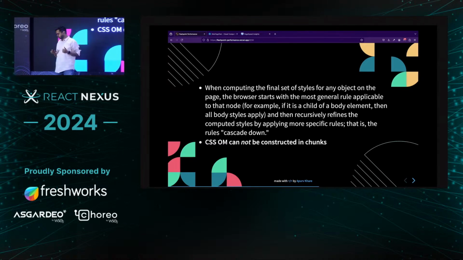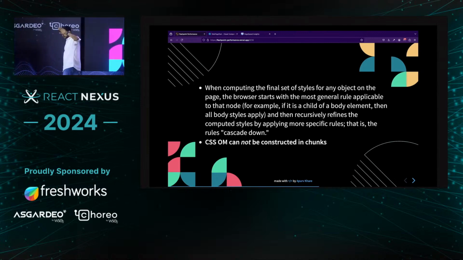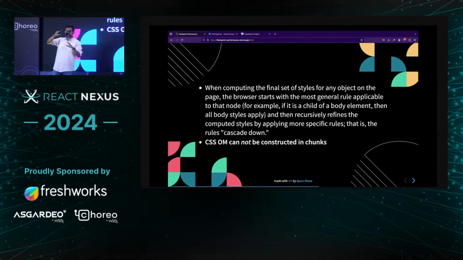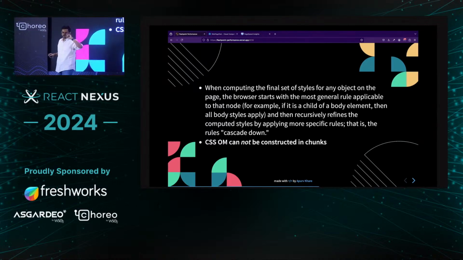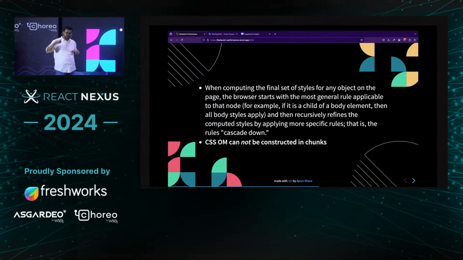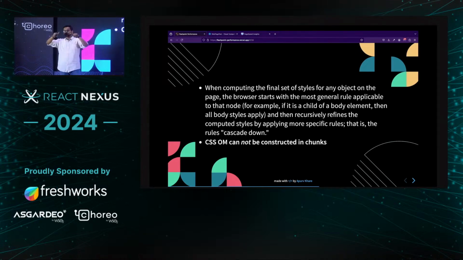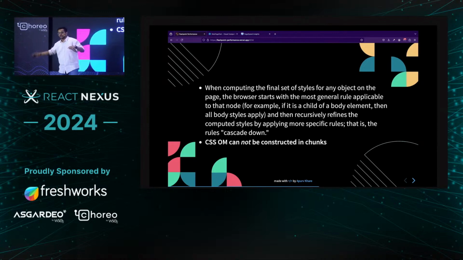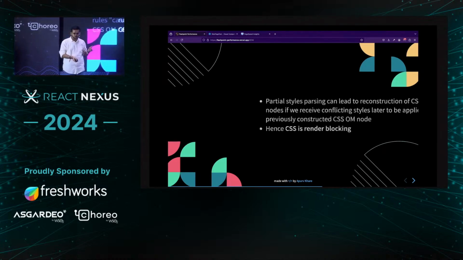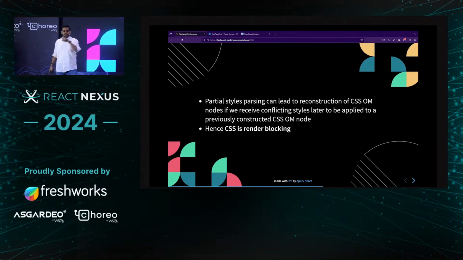Okay, let me tell you this. Let's say in your website there's a paragraph tag, a p tag, which has a class and an ID. In your style sheet, you give some font to your paragraph tag. Going down in your file, you give a different font size to the class. And going down, you give a different font size to the ID. So if it was being constructed in chunks, the CSS Object Model would have to be reconstructed again and again. Hence, the CSS Object Model cannot be constructed in chunks. It has to be done in one go. And hence, CSS is render blocking.